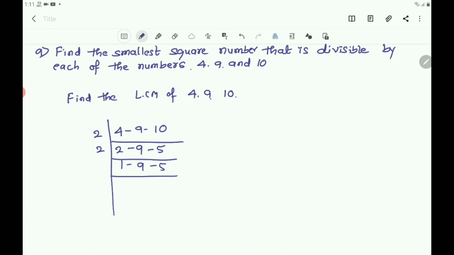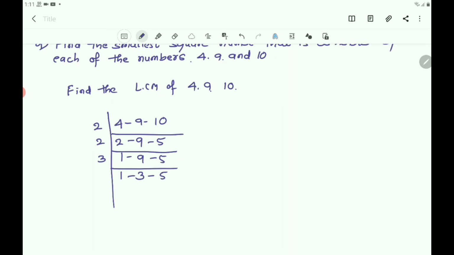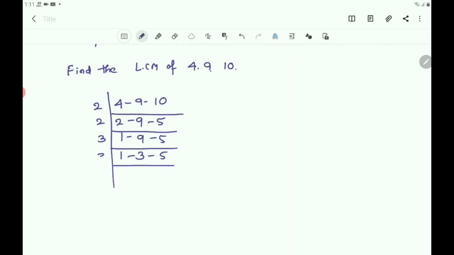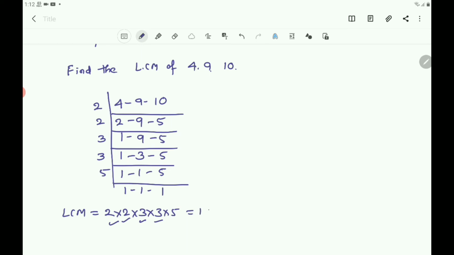Next prime number is 3. 1 you write as it is, 3 3s are 9, then 5 you write as it is. Then again 3 is there, divide it by 3, 1 you write as it is, 3 1s are 3, 5 you write as it is. Then 5, 1, 1, 5 1s are 5. Now the LCM equals 2 into 2 into 3 into 3 into 5. So you got the product: 2 2s are 4, 4 3s are 12, 12 3s are 36, 36 5s are 180.